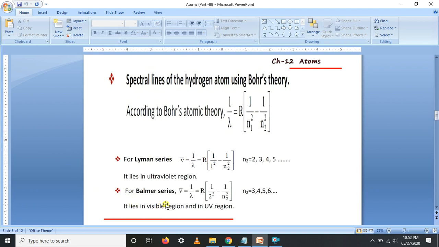Then the second one, for Balmer series, the 1 by lambda value is equal to R into 1 by 2 square minus 1 by N2 square, where N2 is 3, 4, 5, 6 and so on. The N1 value for Balmer series is fixed, that is 2 only, and N2 values vary, that is 3, 4, 5 and so on. It lies in the visible region and UV region only. So this series is present in the visible and ultraviolet region only.